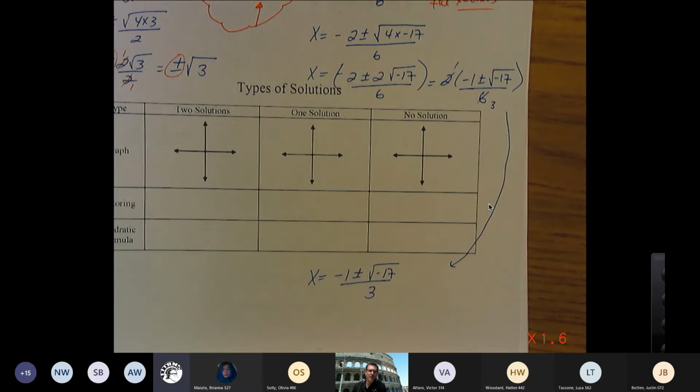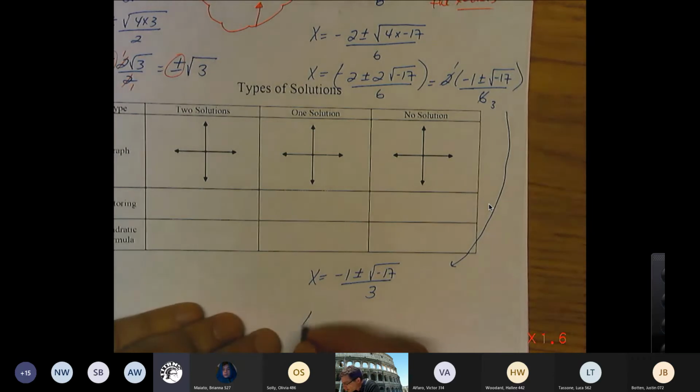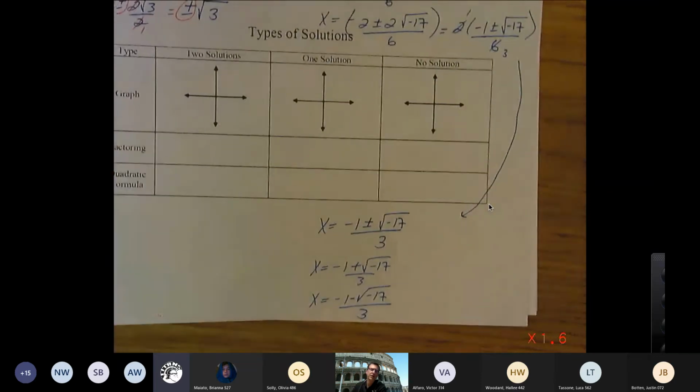You don't get rid of it as soon as you see the negative. Those are complex roots, and there's 2 of them. One of them is -1 plus root -17 over 3, and the other one is x equals -1 minus root -17 over 3. And no, you can't use your calculator to approximate it. There is no approximate. That's the only way that can be written.